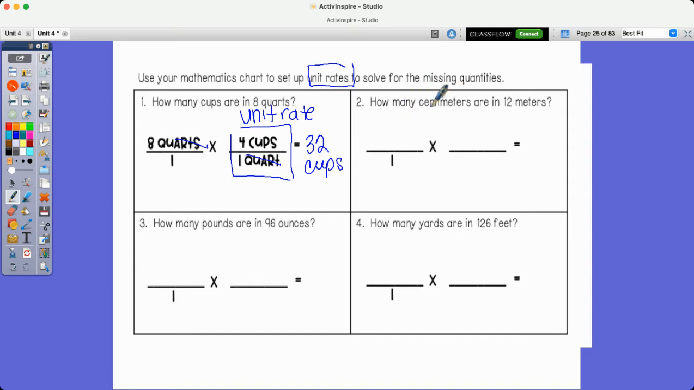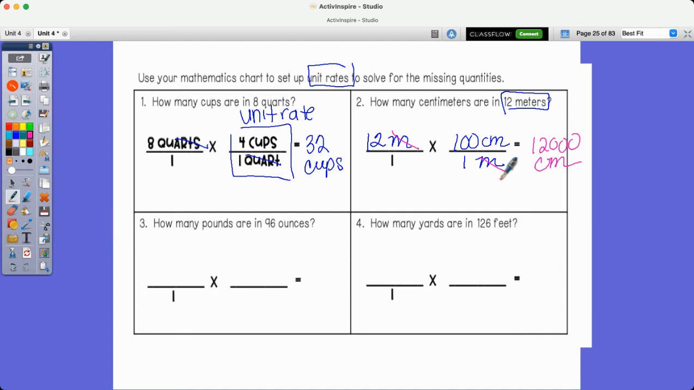Next one we're going to do is centimeters to meters, 12 meters. So the first thing I write is my 12 meters, and I'm going to multiply that by the unit rate. We're going to look in our star chart, and we realize there are 100 centimeters in 1 meter. Now I can cancel out my meters, and I multiply straight across, and I get 1,200 centimeters are in 12 meters.